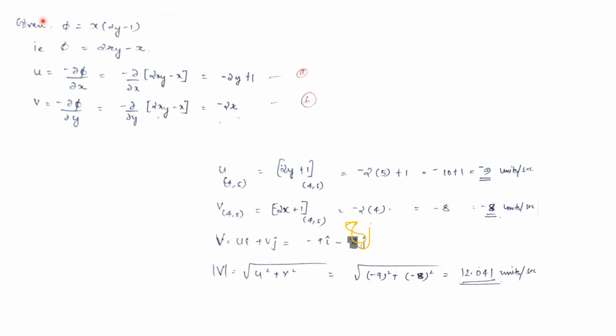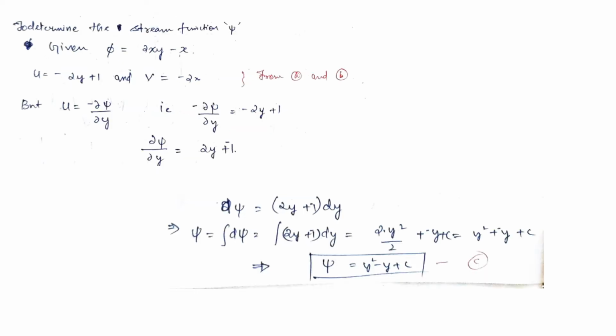We will continue again for the next portion. So determine the stream function. We have found the values of u and v in the function. Now we have to determine the stream function. You can solve it in either way.